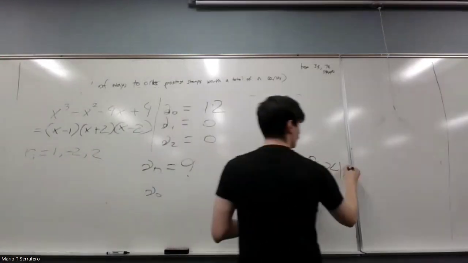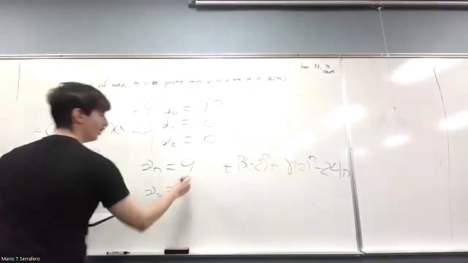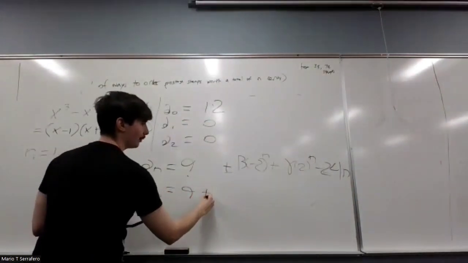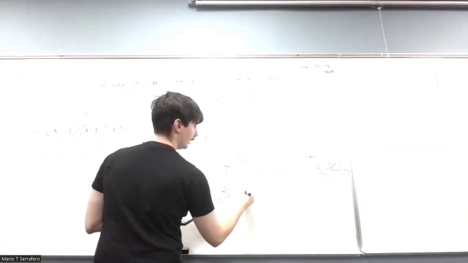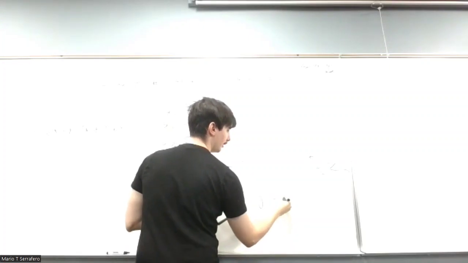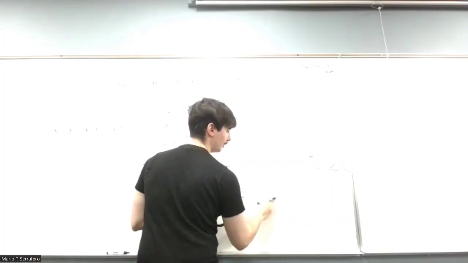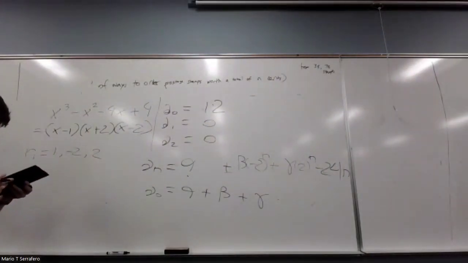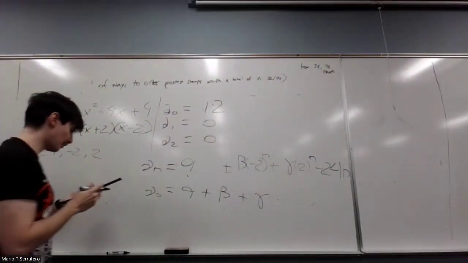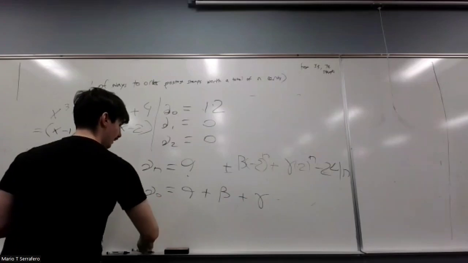If I go a0, this will be alpha plus, well, -2 to the 0 is just 1, so beta plus 1. Then the same here, -24 to the 0, that's 0. So this is my first equation, right? And then we do the same for the second one.